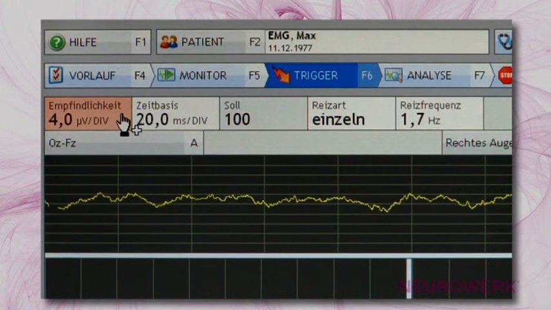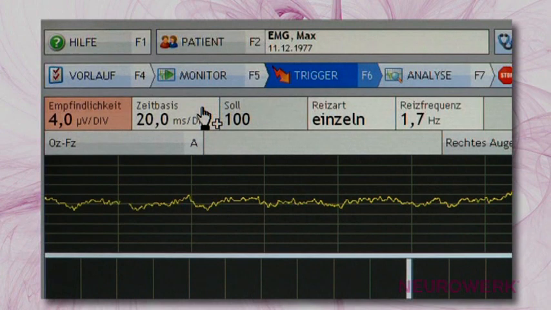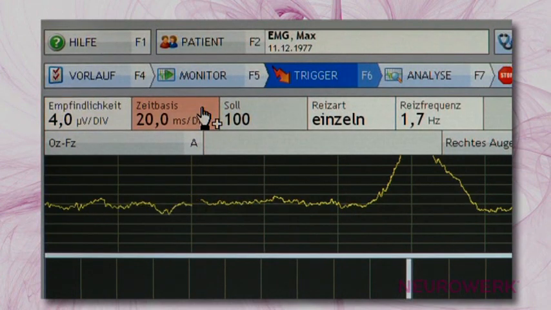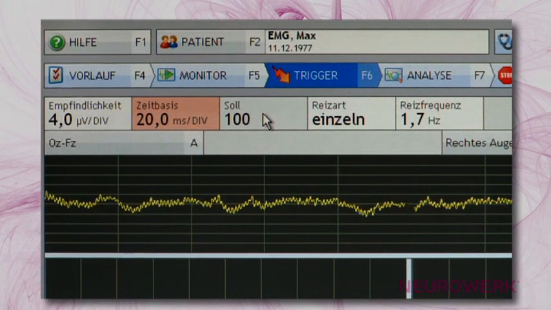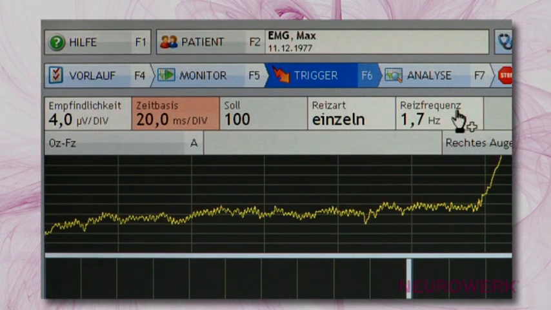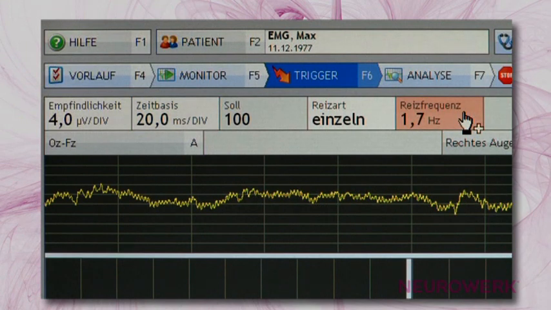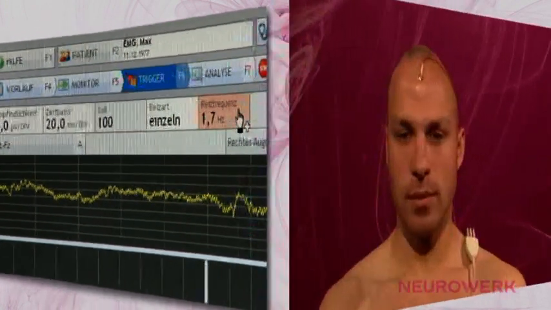Amplification, 4 to 20 microvolt per division. Time base, 20 milliseconds per division. Lower limiting frequency, 1 Hz. Upper limiting frequency, 200 Hz. The limiting frequencies at Neurowerk EMG have been stored in the setup settings and cannot be directly changed. Obviously, the device settings should be configured to suit the particular diagnostic requirements.